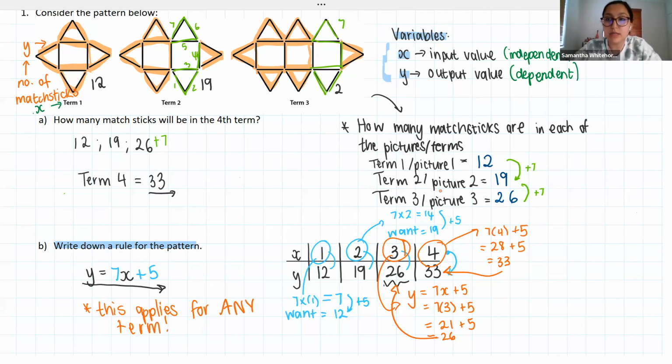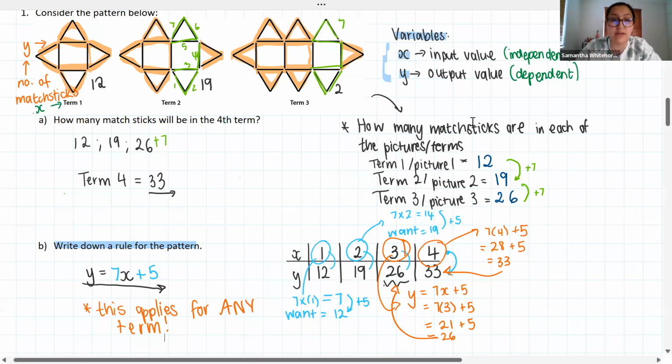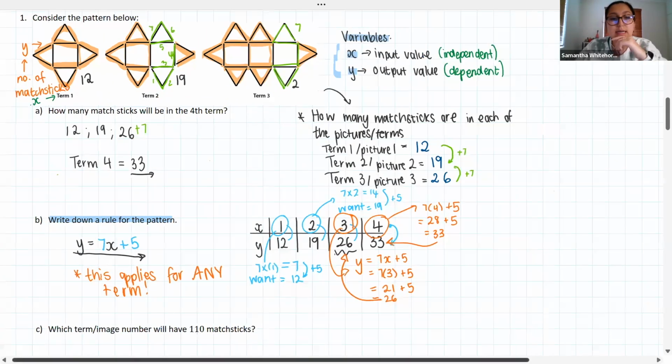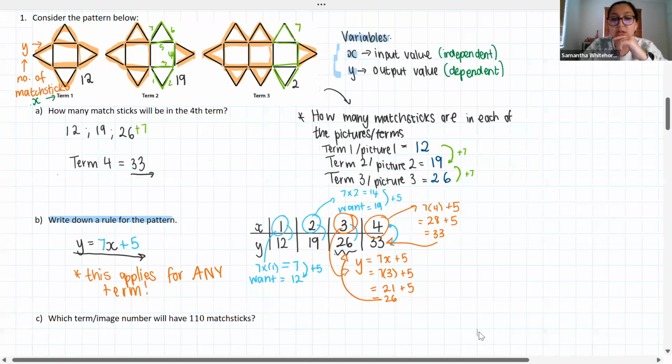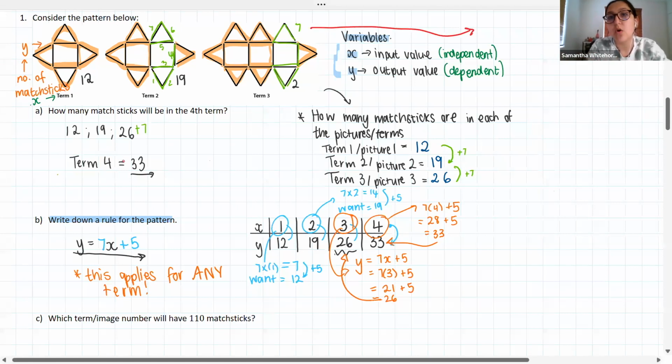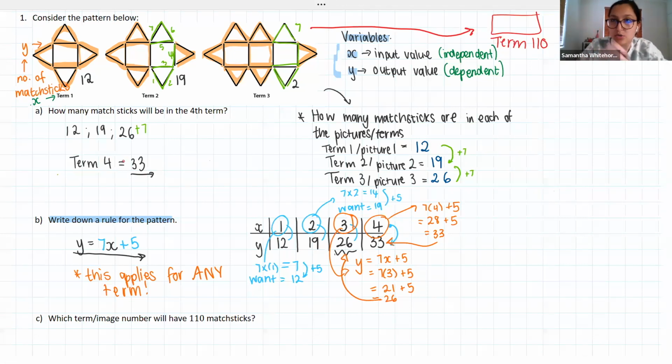Alrighty. Okay, now that's a really good question that Sipilele has asked us, because it's now going to lead into the next question that we have here. I'm just going to make this a touch smaller so we can still see our pattern. It is asking which term or which image number will have 110 matchsticks. Let's break down what this question is actually asking. If I go to my pattern and I kept drawing matchsticks all the way until term or picture 110, how many matchsticks or how many lines will I have to draw in picture or term 110?